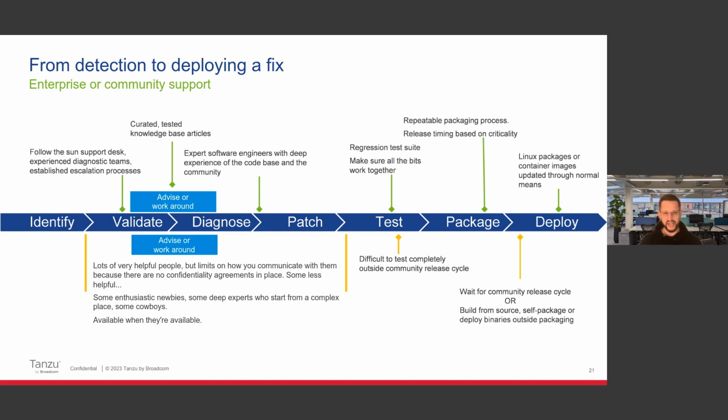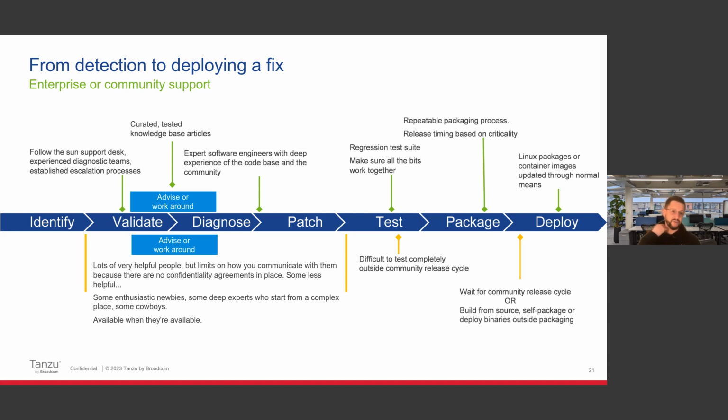When you move on to testing, it's difficult to test the patches that are created based on the community release cycle, or it can be. You're kind of tied to some of those testings. So you need to either wait for the community release cycle to test and then deploy, or you need to build from the source and self-package or deploy binaries outside of the packaging.